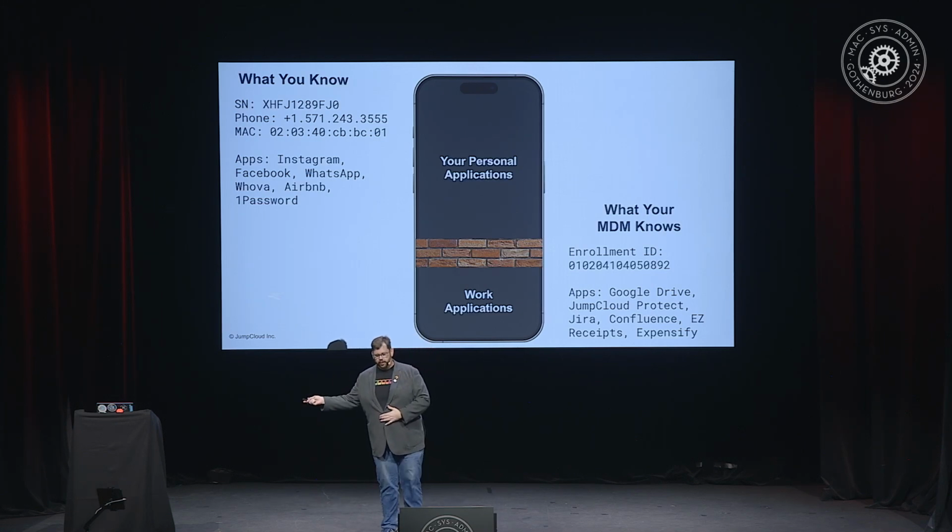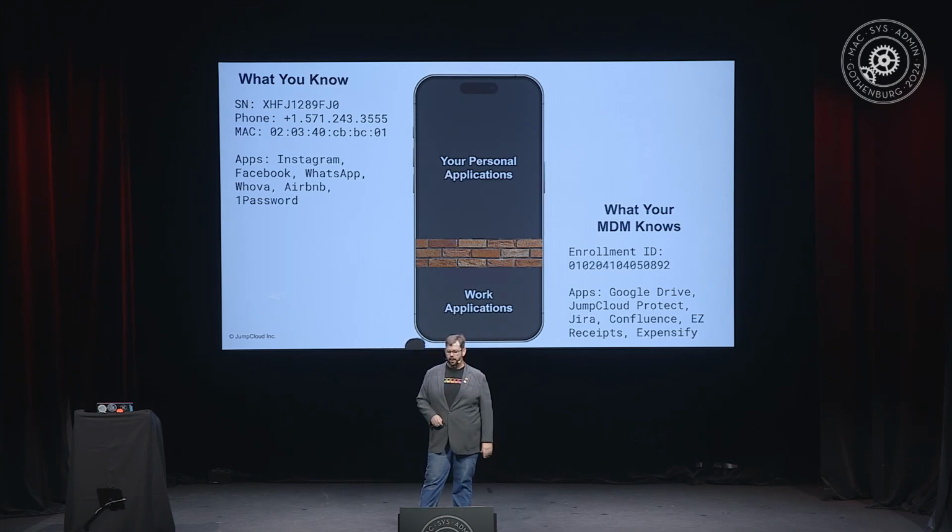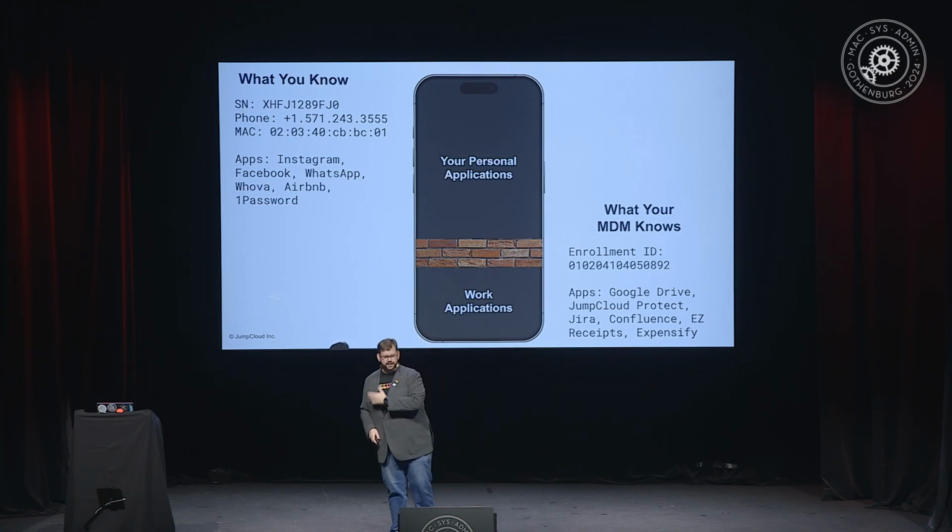Your MDM only knows that it has an enrollment ID. It doesn't have the serial number, doesn't have the phone number, doesn't have the MAC address of the device. You have none of that information as the MDM. You only know that you put Google Drive, Jump Cloud Protect, Jira, Confluence, Easy Receipts, Expensify, all the things that they need to do their corporate job. You know the status of those things. You don't know their phone number, you don't know any of the other information. That's private and not for you.